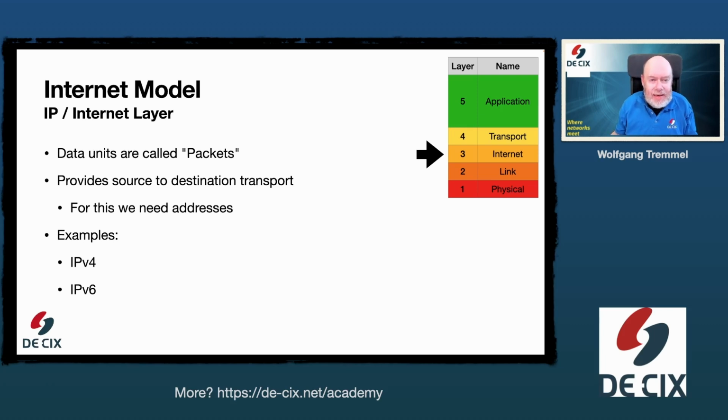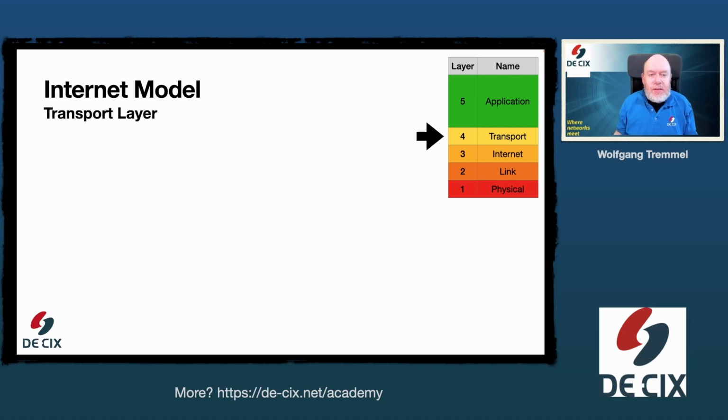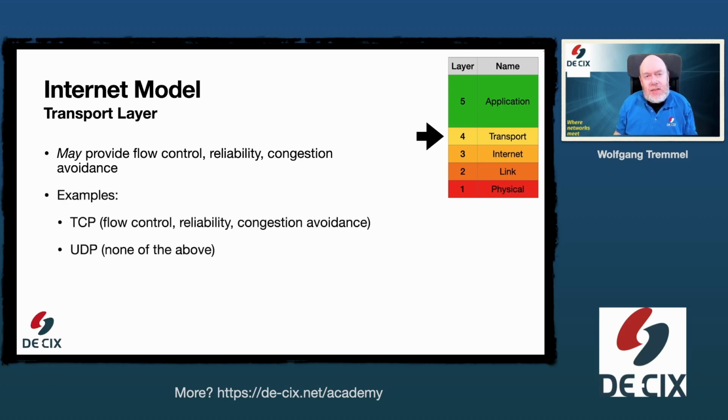So the IP layer, the internet layer, the one I talked about in my last video, is responsible for source to destination transport. And it needs addresses for that. Protocols on the internet layer are IP version 4 and IP version 6. Today, let's move to the transport layer. The transport layer may provide flow control, reliability, and congestion avoidance. Examples for protocols on the transport layer are TCP and UDP, and it also may contain information about the next layer upwards.